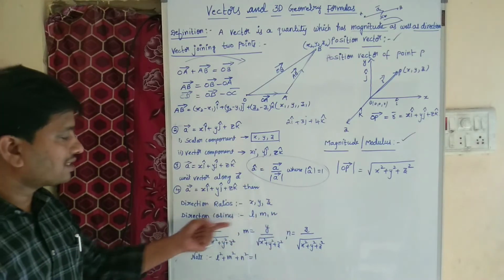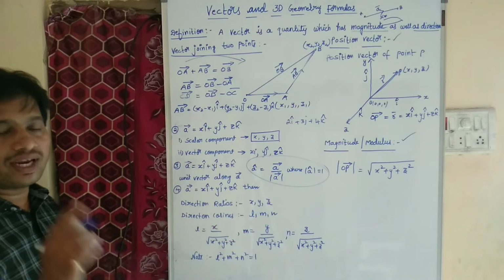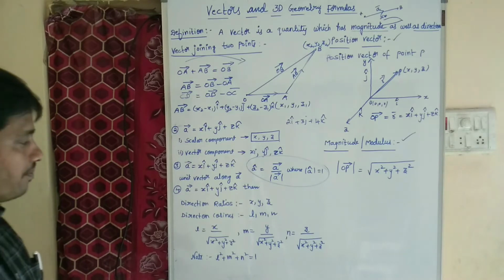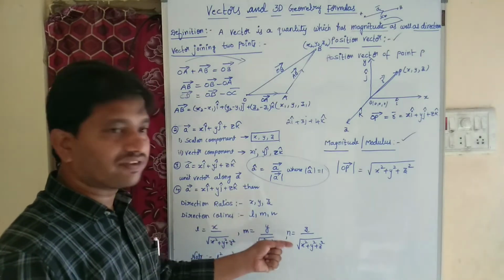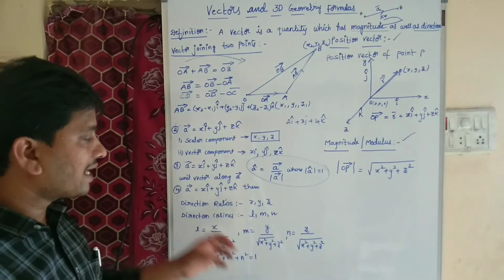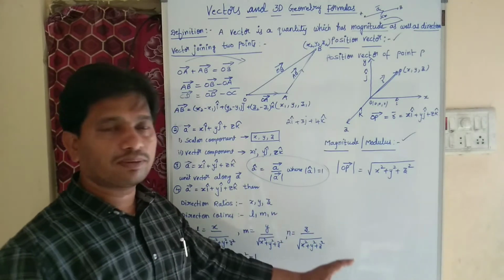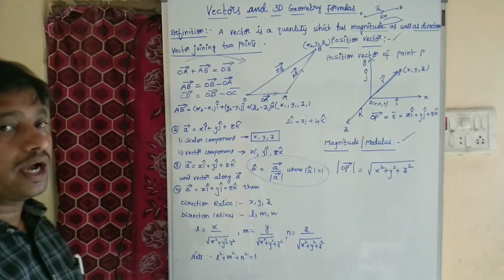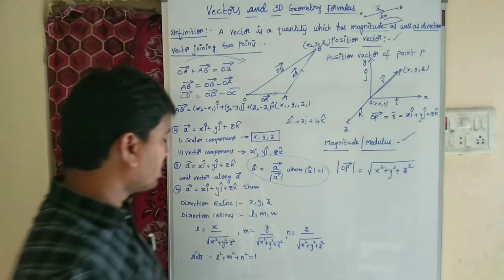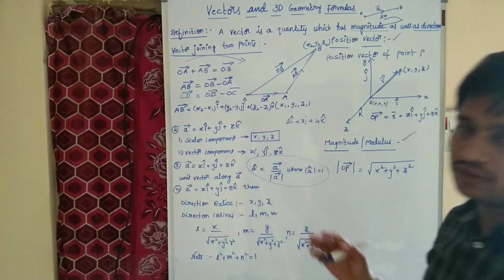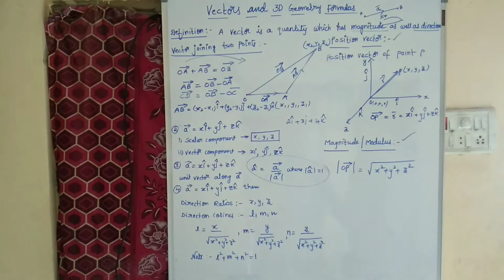Whereas l is nothing but x by root over x square plus y square plus z square, whereas m is nothing but y by root over x square plus y square plus z square, whereas n is nothing but z by root over x square plus y square plus z square. And the most important note is l square plus m square plus n square equal to 1. Okay children, these are the most important points.